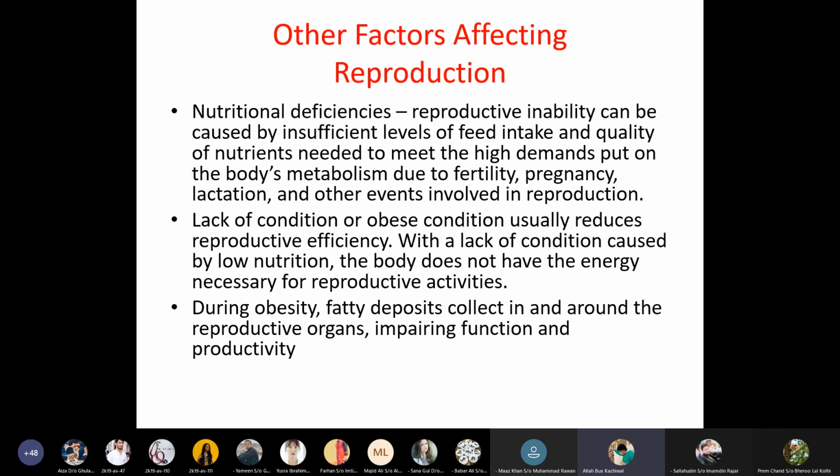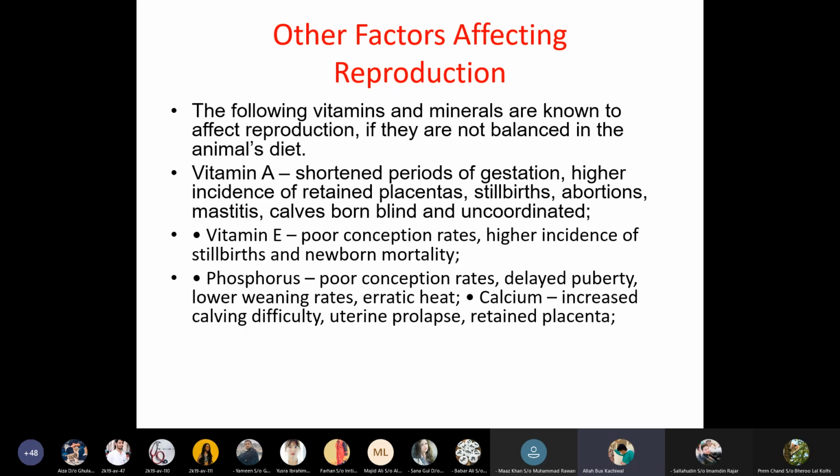Nutritional deficiency, reproductive inability can be caused by insufficient levels of feed intake, quality of nutrients needed to meet the high demands put on the body's metabolism due to fertility, pregnancy, lactation, and other events involved in reproduction. Lack of condition or obese condition usually reduces the reproductive efficiency, with a lack of condition caused by low nutrition. The body does not have the energy necessary for reproductive activities. During obesity, fatty deposits collect in or around the reproductive organs, impairing the functions and productivity of the animal.